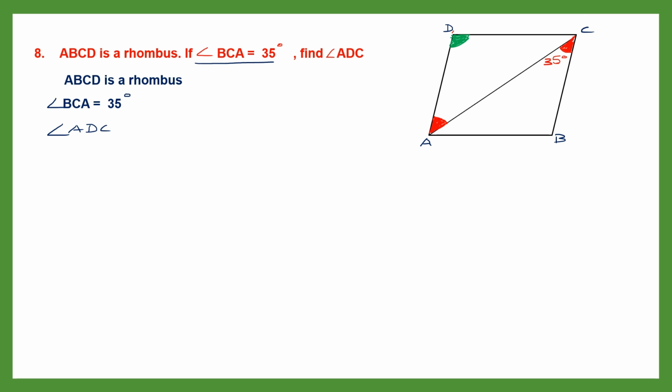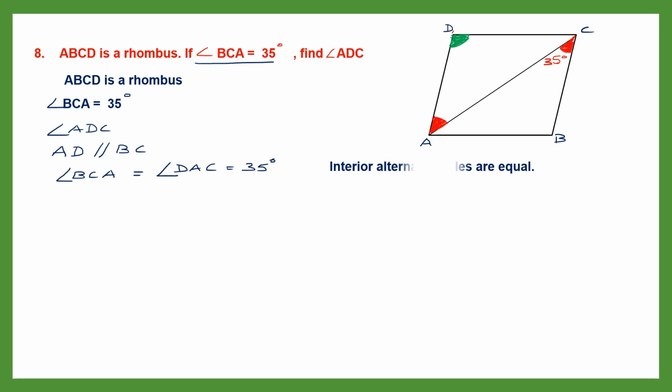So how do we write that? We write that line AD is parallel to line BC. So because of that, angle BCA will be equal to angle DAC, and both will be equal to 35 degrees. And what is the reason? Interior alternate angles are equal. That is the reason. So this is also 35 degrees.